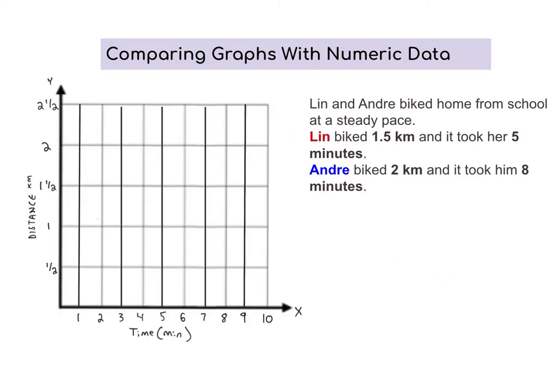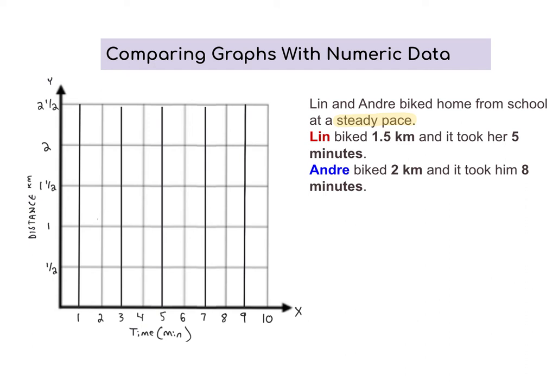Let's see how this plays out when we are comparing graphs where we do have some numeric data. So we have a word problem over here. We have Lynn and Andre. They are biking home together from school at a steady pace. And again, that idea of a steady pace signifies that this will be a proportional relationship.